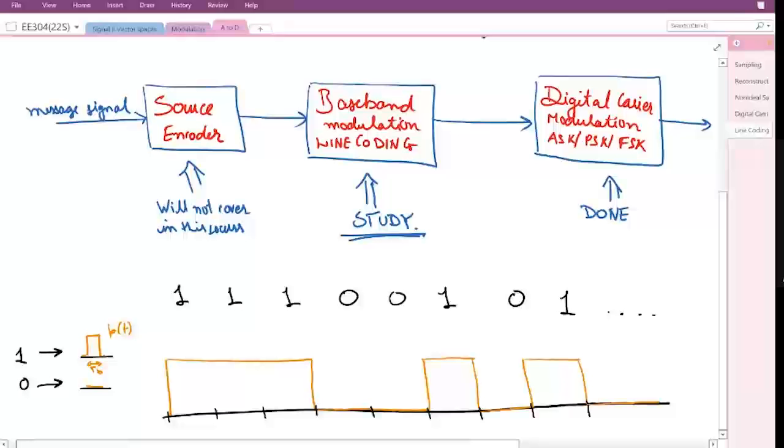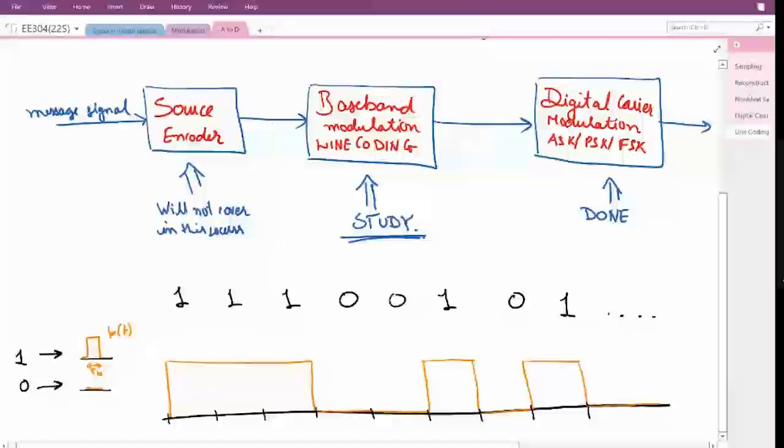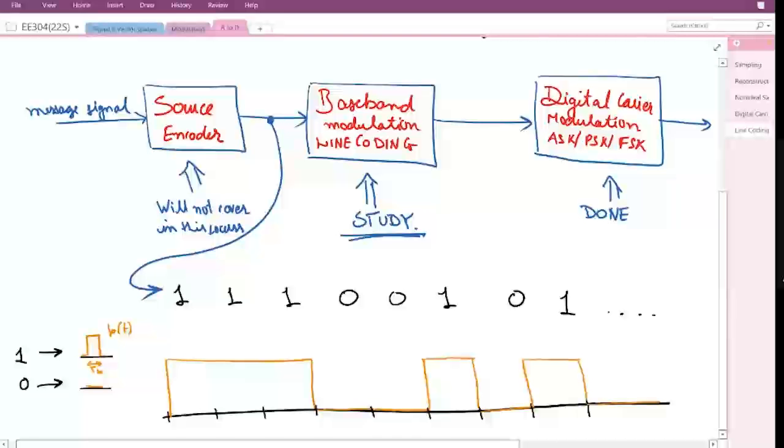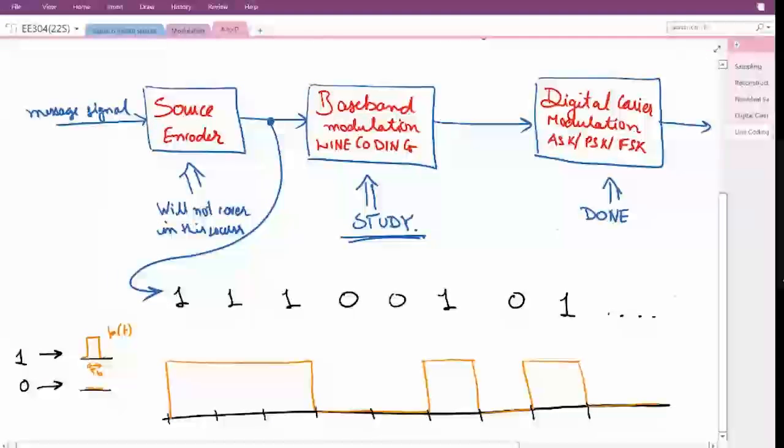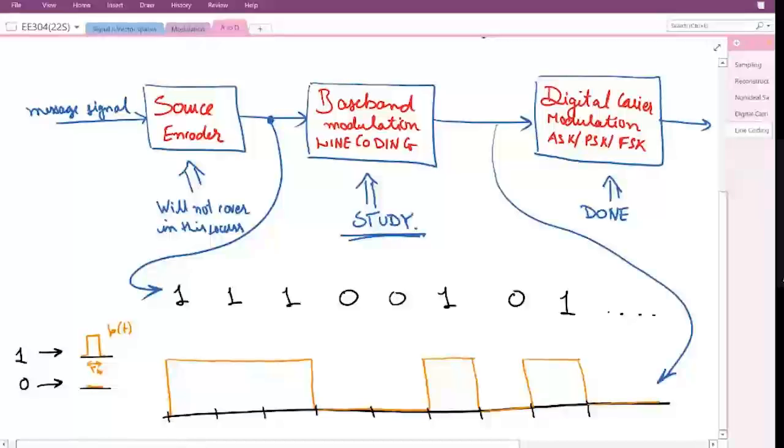So at the source encoder, at this point we have this stream, and from the output of the baseband modulation or the line coding, we want an output which should be like this, so that this can be fed to the digital carrier modulation. After feeding this we can get ASK, PSK or FSK. Okay, is this point clear to everyone? Anyone who has not understood why we are doing line coding?